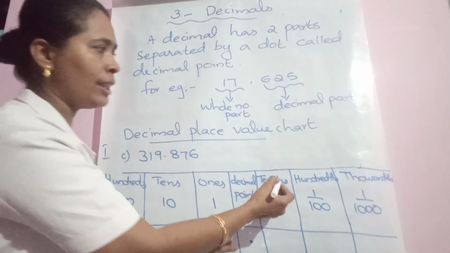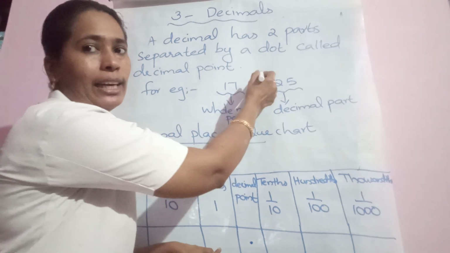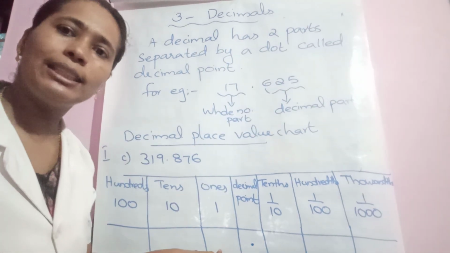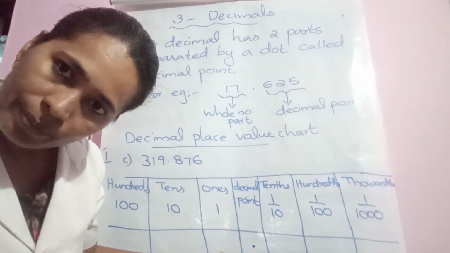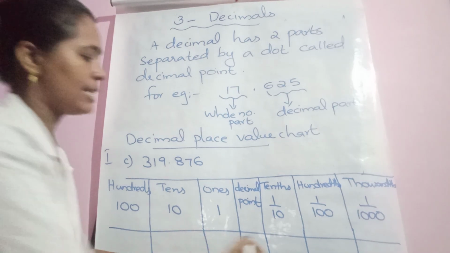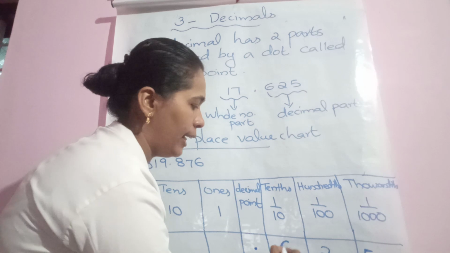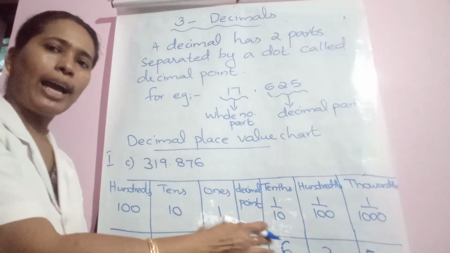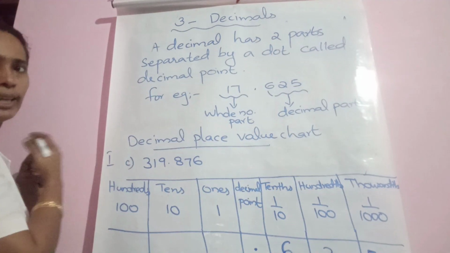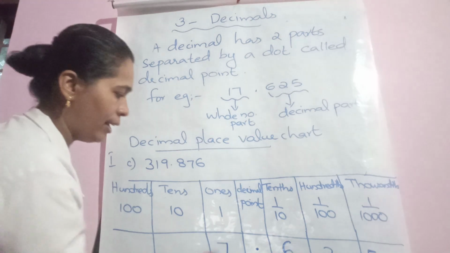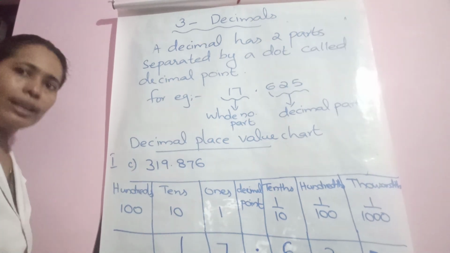Then in the tenths place, which digit is here? 6 is there, then 2, then 5: 6, 2, 5. And move to the left side: first 7, then 1. Okay, complete this step.